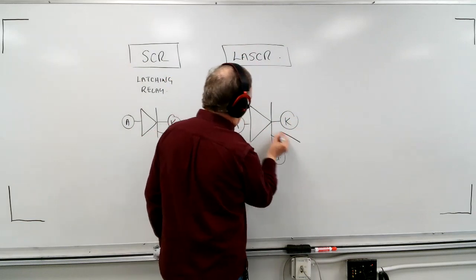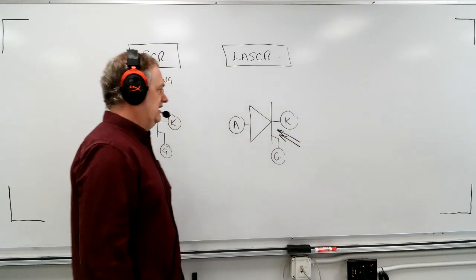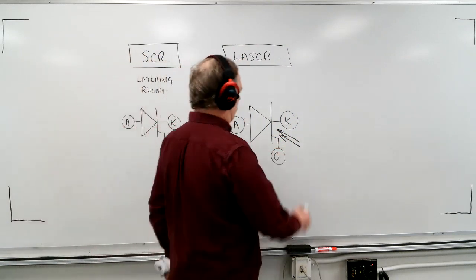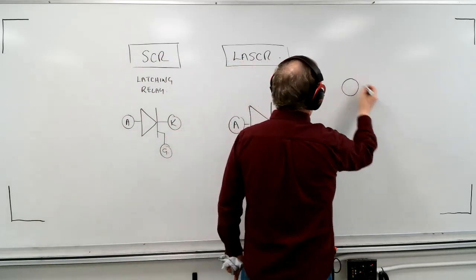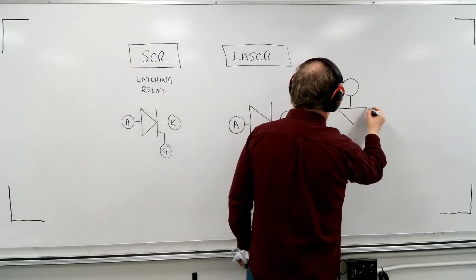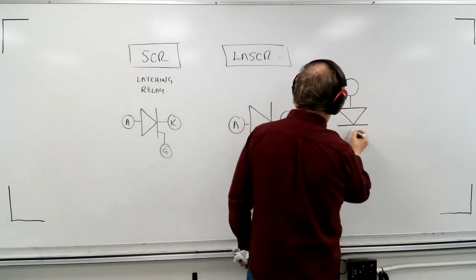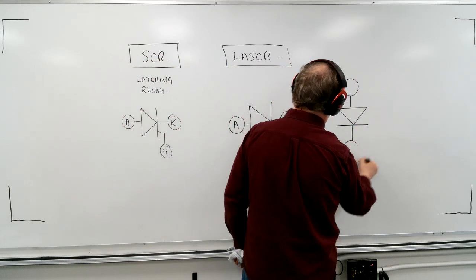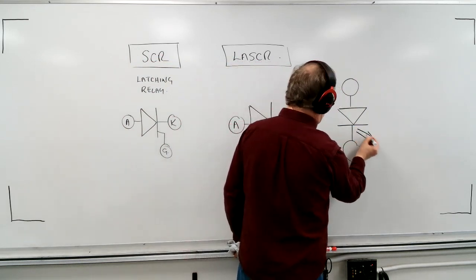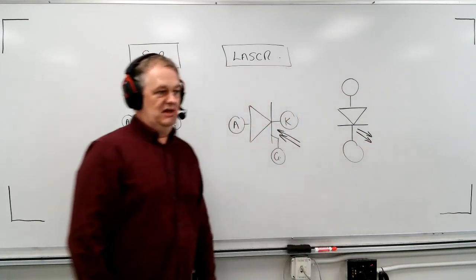And two little arrows pointing in to that junction. So whenever you see this, there's something interesting going on. Many of you are familiar with this one. This is a diode, right? Diode. This is a light emitting diode.